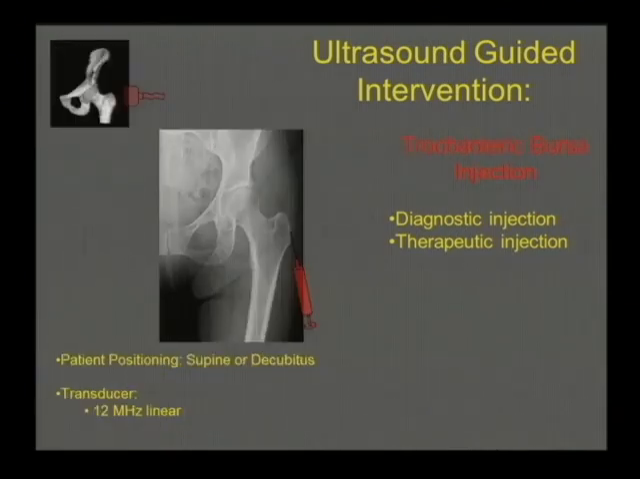All right, trochanteric bursa injection. So again, a common procedure. Patients have lateral hip pain. We're asked to evaluate them with ultrasound and potentially perform an injection.